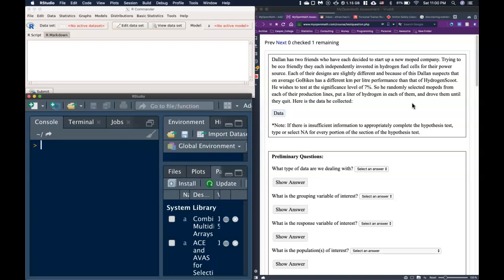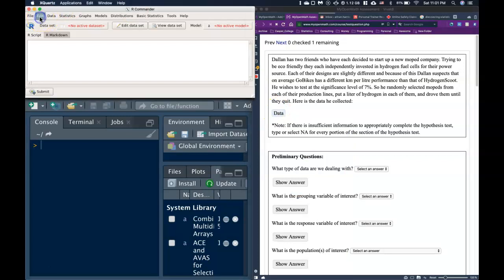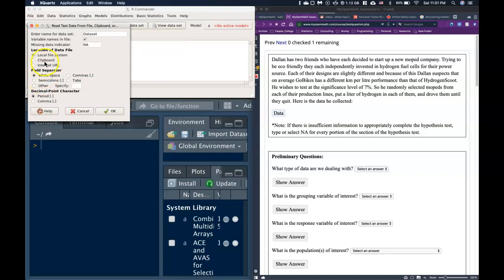He wishes to test at the significance level of 7%, so he randomly selected mopeds from each of their production lines, put a liter of hydrogen in each of them, and drove them until they quit. Here is the data that he collected. So we can go ahead and click on our data, copy our data from this scenario, and import it into our R Commander.